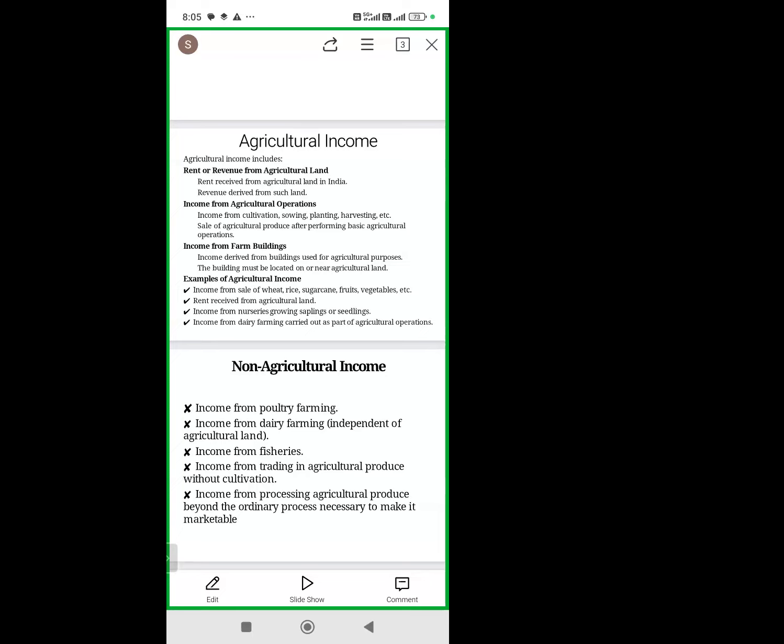So if we consider agricultural income, then any land which is located in India and where cultivation activities are undertaken.